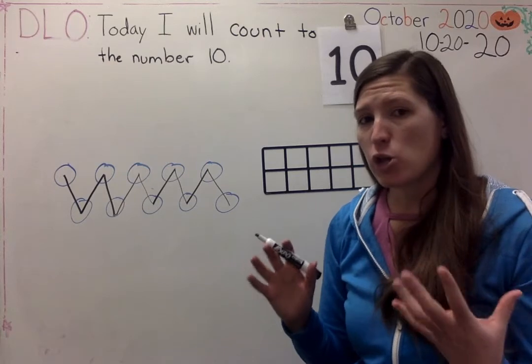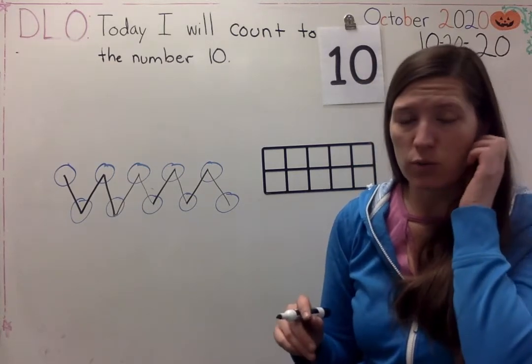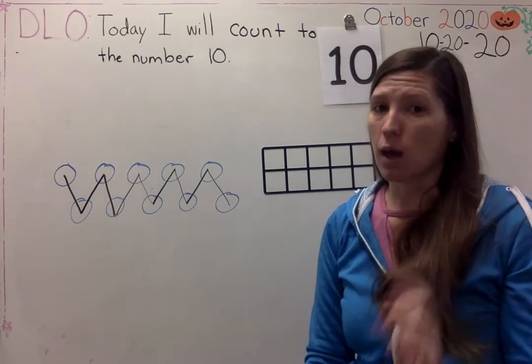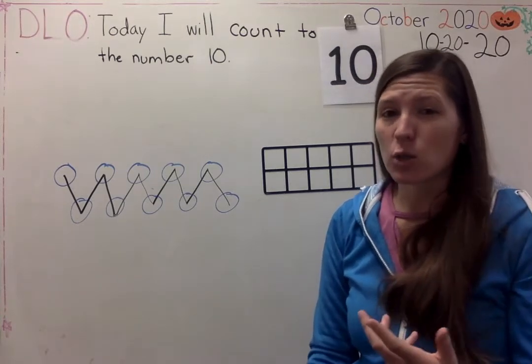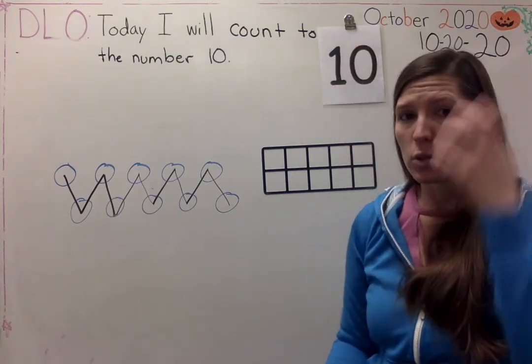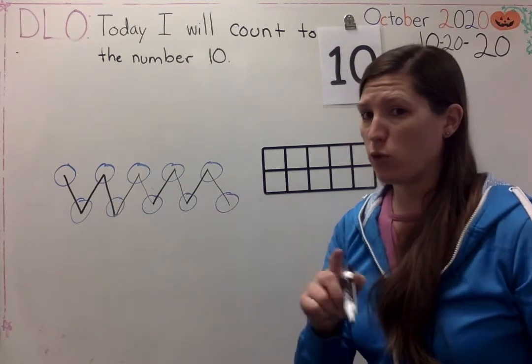So whichever way you decide to count your ducks or ducklings today, or any object that you count in the future, pick the strategy that you're the best at. Because if you pick one that you're not so good at and then you start missing dots, that's not going to help you. So strategies, there's lots of different ones out there. Pick the best one for you.